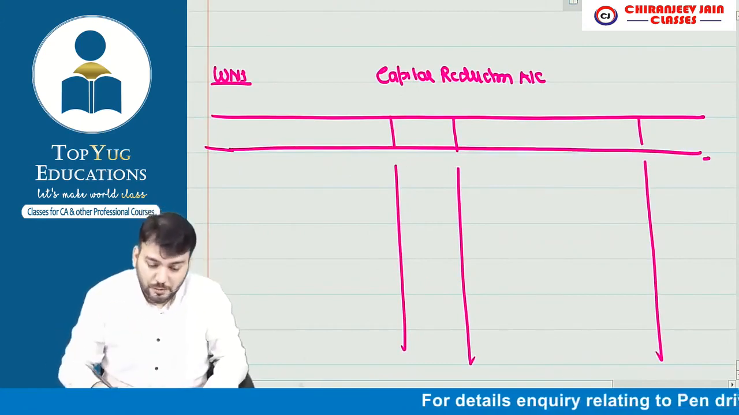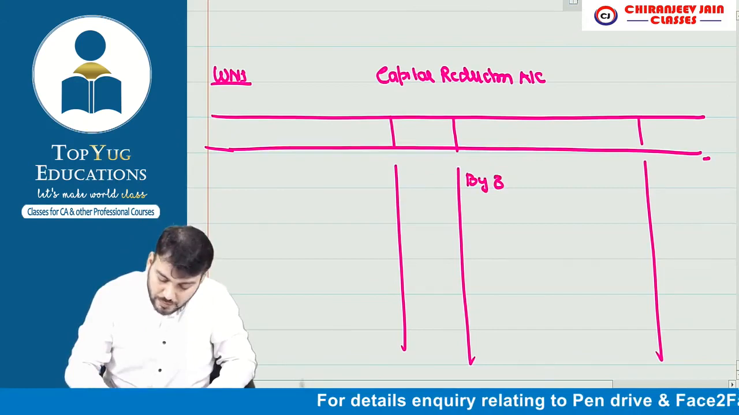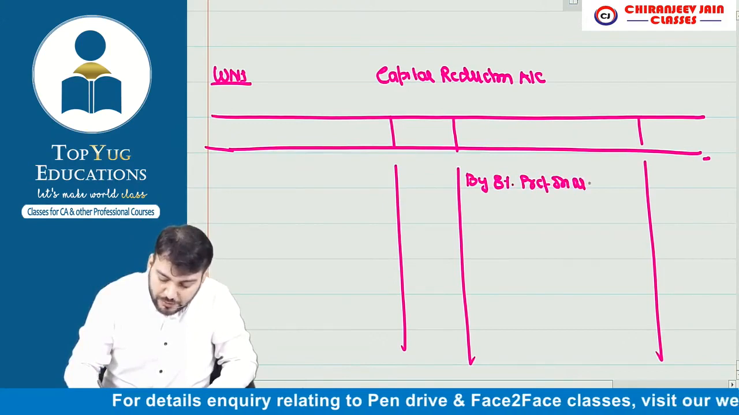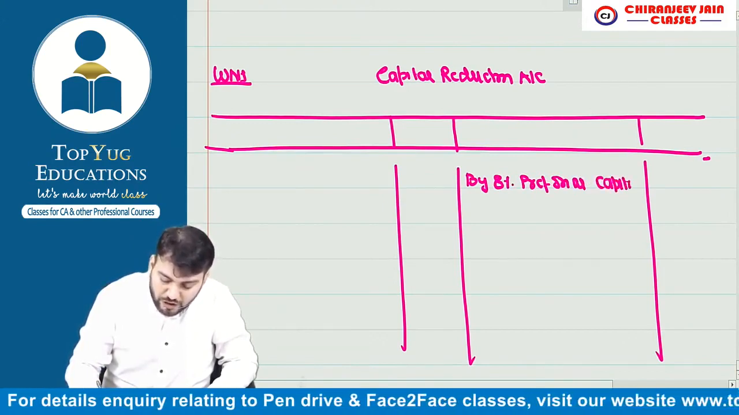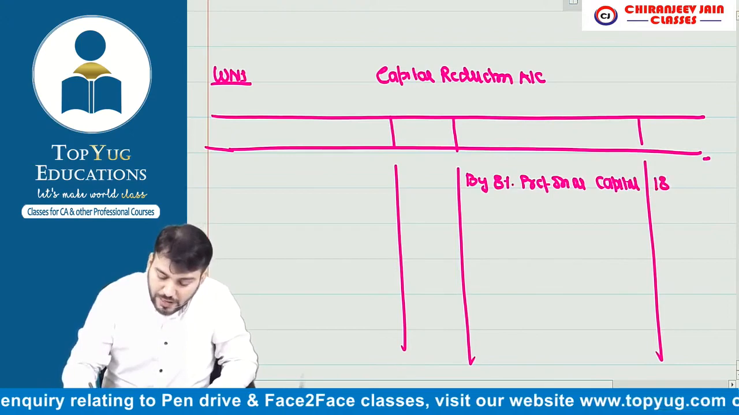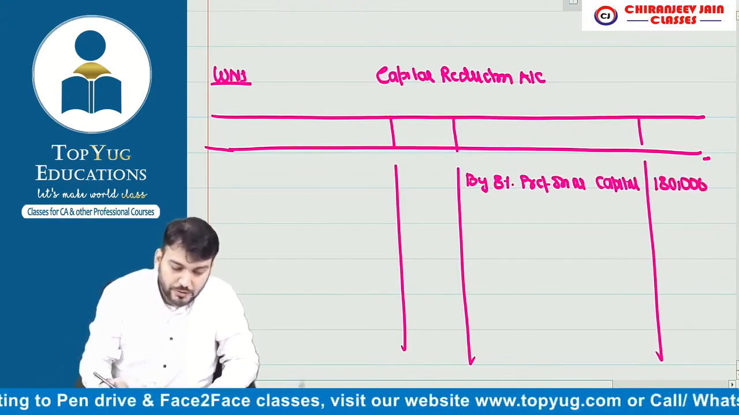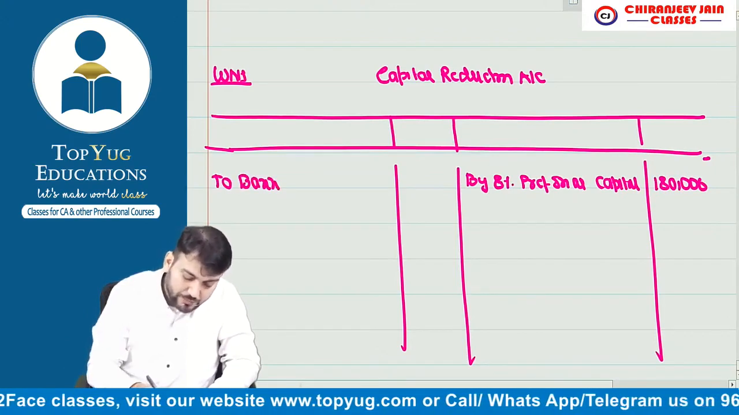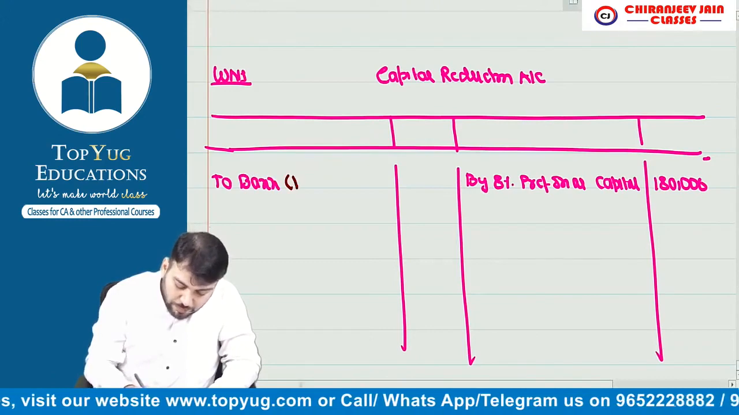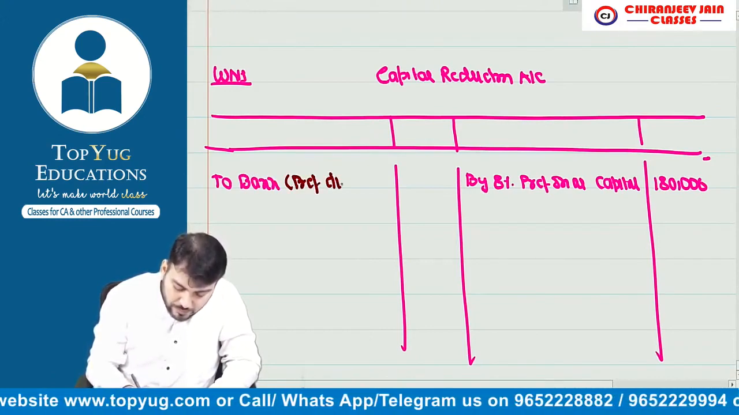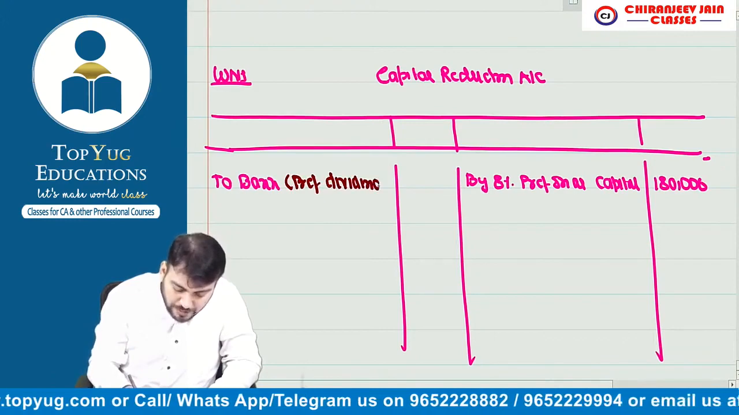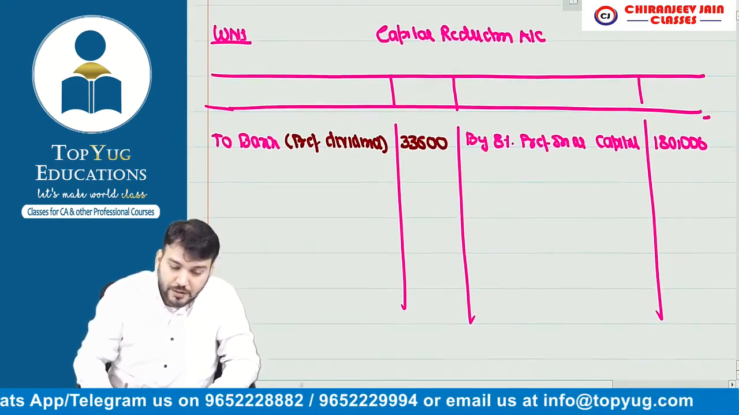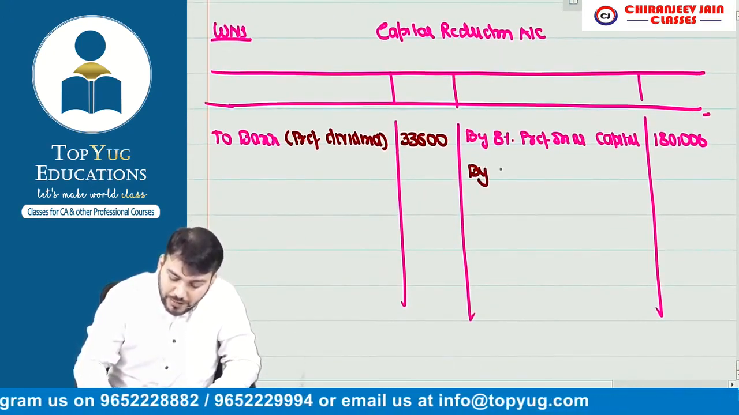चलो स्टार्ट करें. तो बताओ. By 8% preference share capital, how much? It is 1,80,000. Yes sir. Then we have done to bank. This is for preference dividend. Preference dividend, how much? 33,600. Correct.